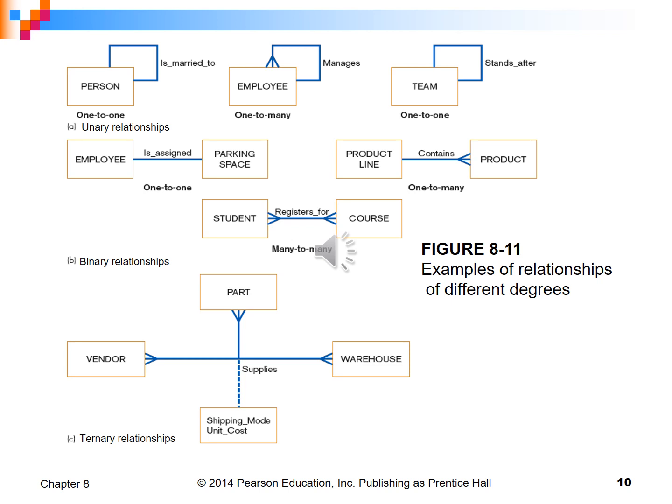But the ternary involves three entities, like the vendor, the part, and the warehouse. And the relation among all of them is many to many to many. If we're looking at shipping mode, a unit cost of a part number or item number in a company, the company deals with many vendors. It has many parts. It has many warehouses. We try to find out, for that shipment, how much the unit cost is for that item.